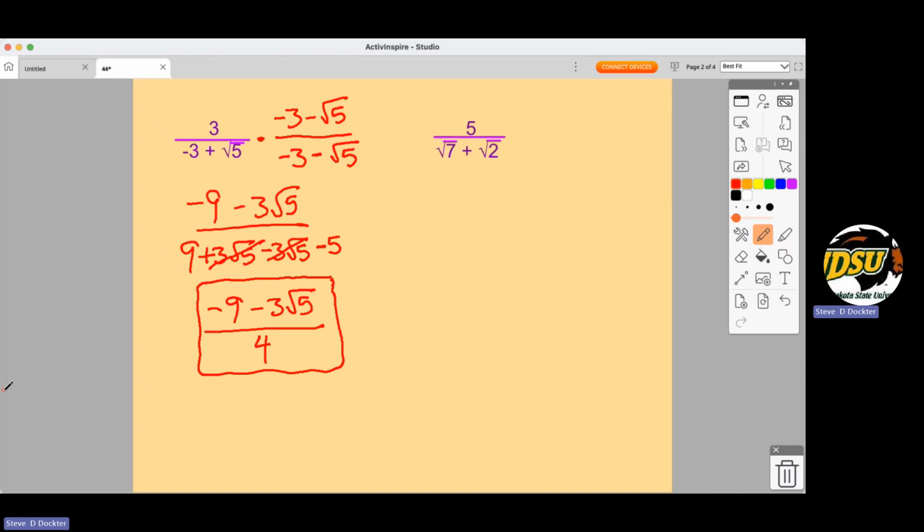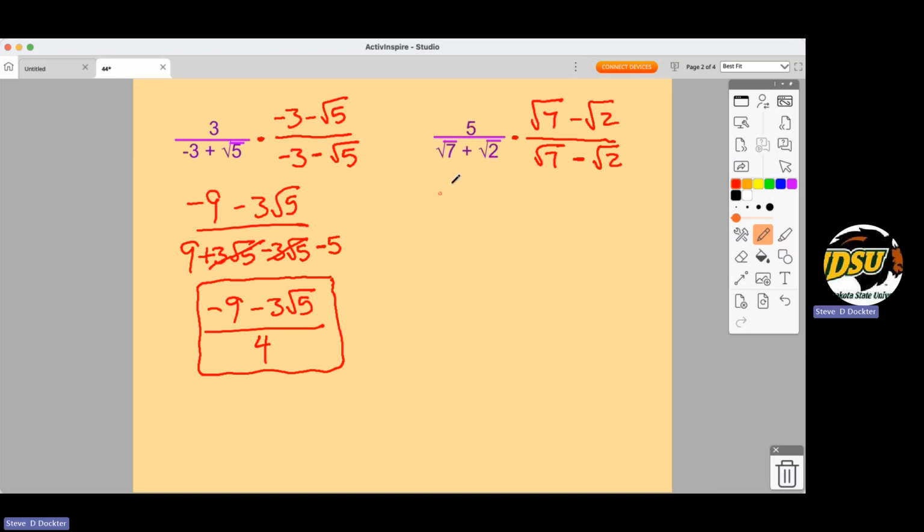All right, now for the next one, we have 5 over the square root of 7 plus the square root of 2. We have two terms down here. Now, we do have two square roots. It's not going to change our process, though. We're still going to multiply by the conjugate. And remember what that is: square root of 7, square root of 2. Rewrite those, but change the sign in between. So that becomes a minus. And we're going to do that on top and bottom here.